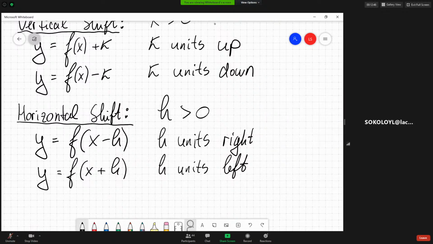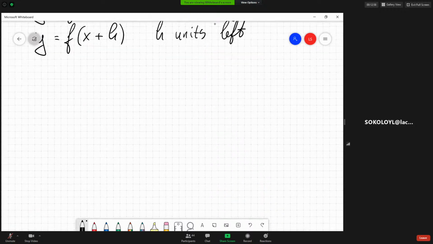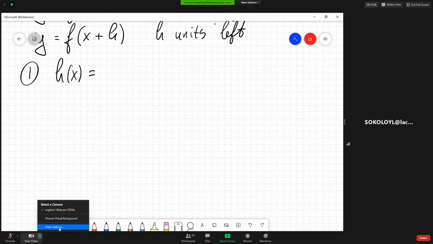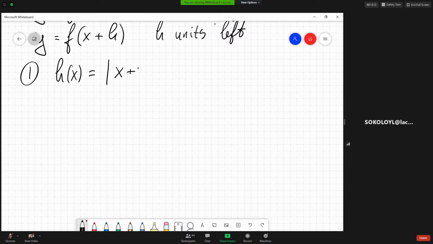There we go. So again, horizontal shift, make sure you guys pay attention to it. It's the opposite of whatever is inside your function. So if we apply both of these at the same time, let's call this number 1. Let's say we want to graph h of x equals, and let's refresh our memory on absolute value. So if we have absolute value of x plus 3 plus 2, that will be our h of x function.